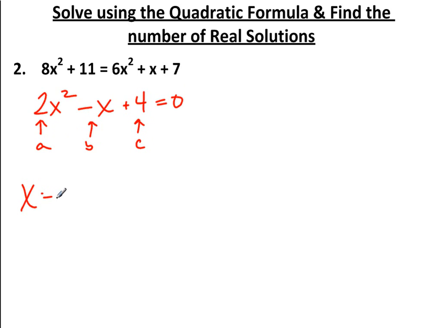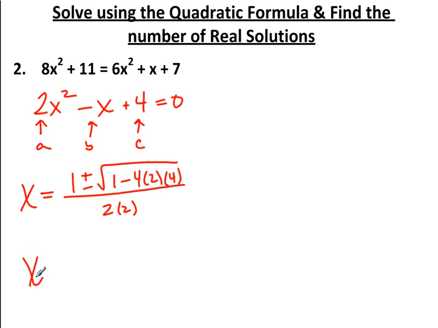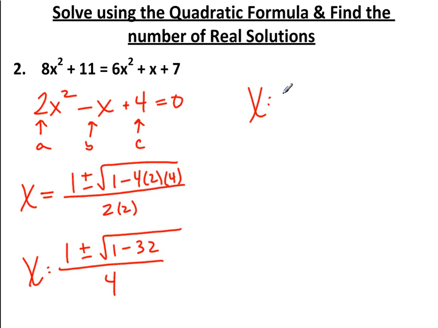So I'm going to go through the steps. X is equal to the opposite of b, which would now be a positive 1, plus or minus the square root of b squared is 1, minus 4 times a times c, all over 2 times a. So I'm going to get x is equal to 1 plus or minus the square root of 1. 4 times 2 is 8. 8 times 4 is 32, all over 4. Okay. X is equal to 1 plus or minus the square root of -31 all over 4.